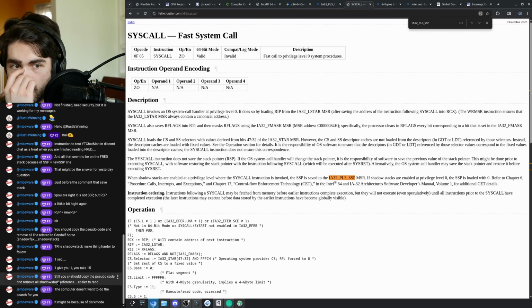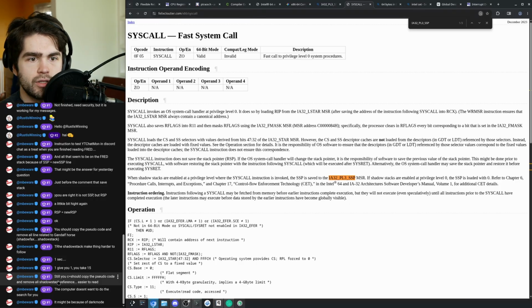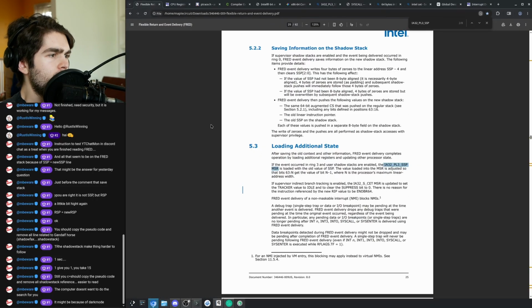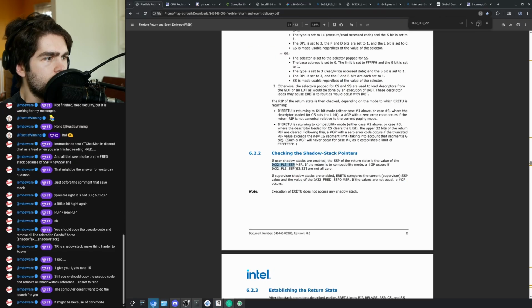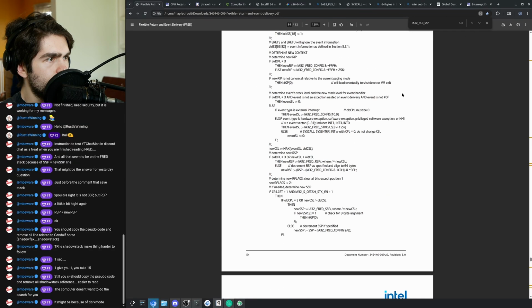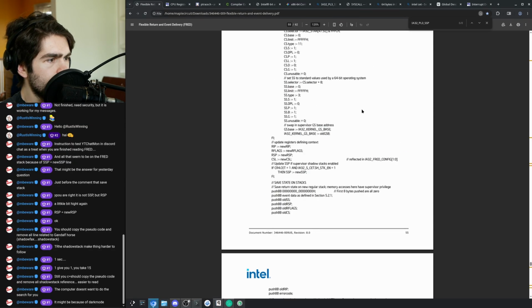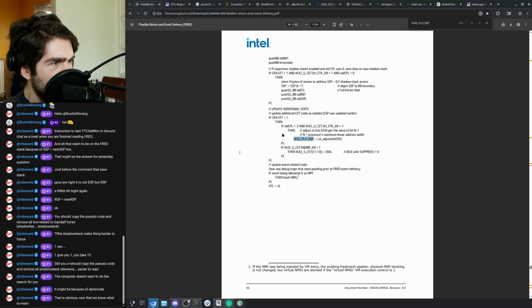Still, you should copy the pseudocode and remove all the shadow stack references, easier to read. I think it adds an understanding, so I kind of need to keep it in. Where are we now? Okay, we're back. So this is just adjustment to the user space shadow stack. If another type of security, then I guess we update the security. Okay, who cares?